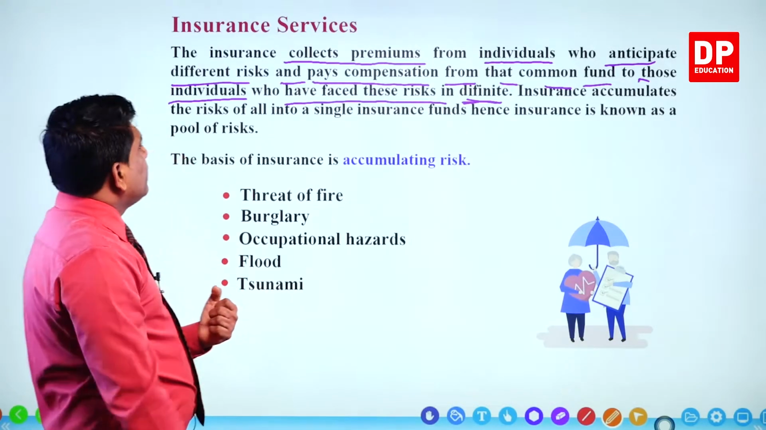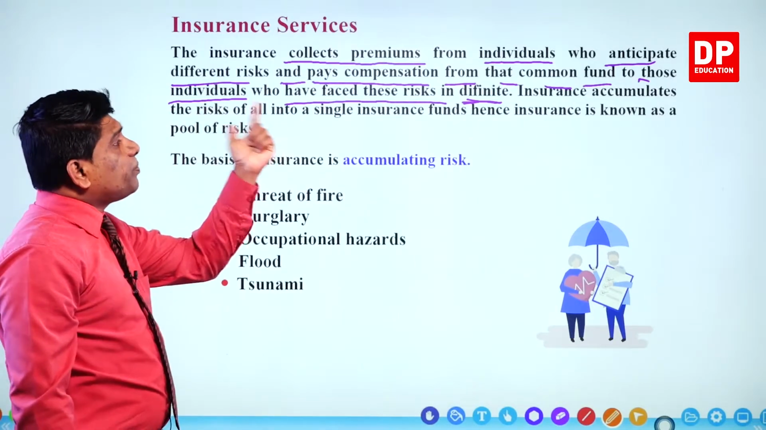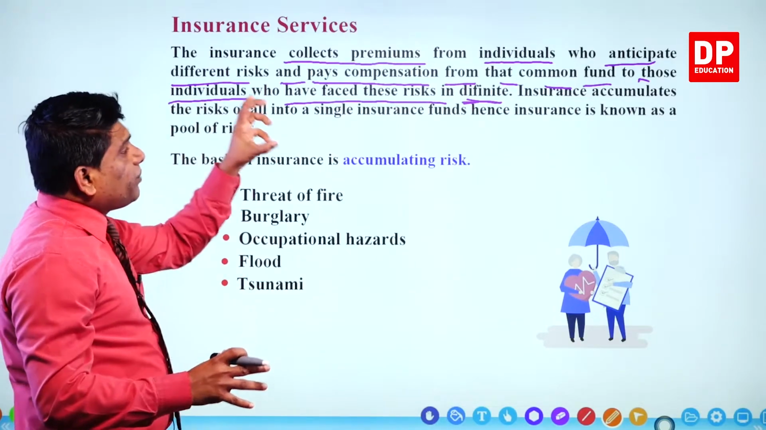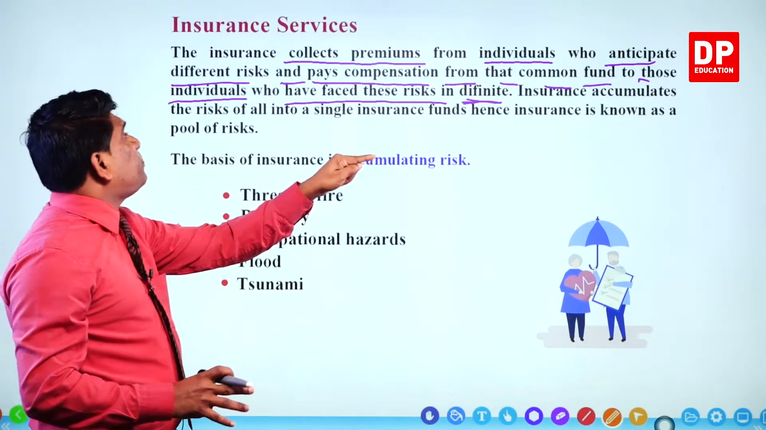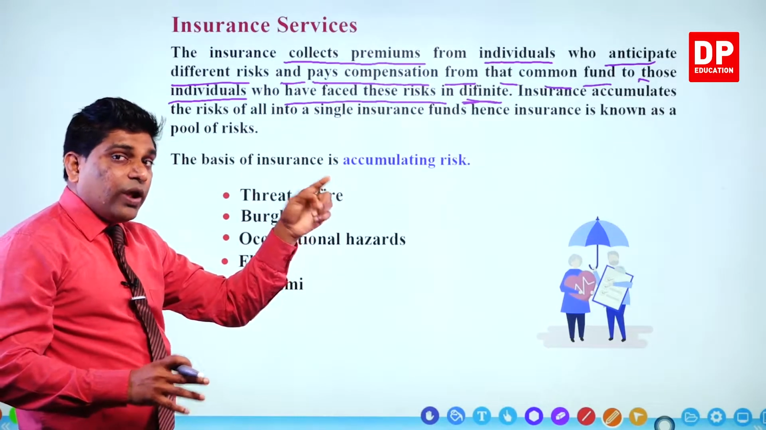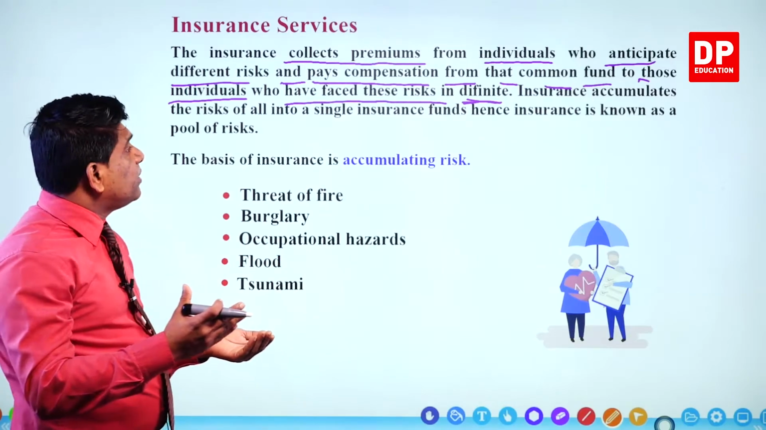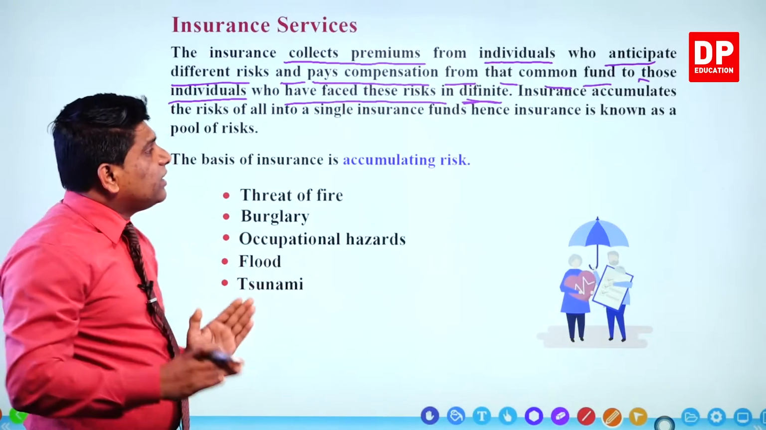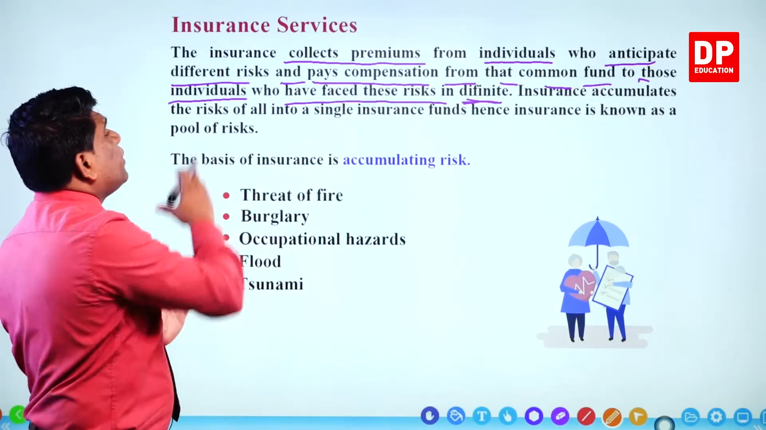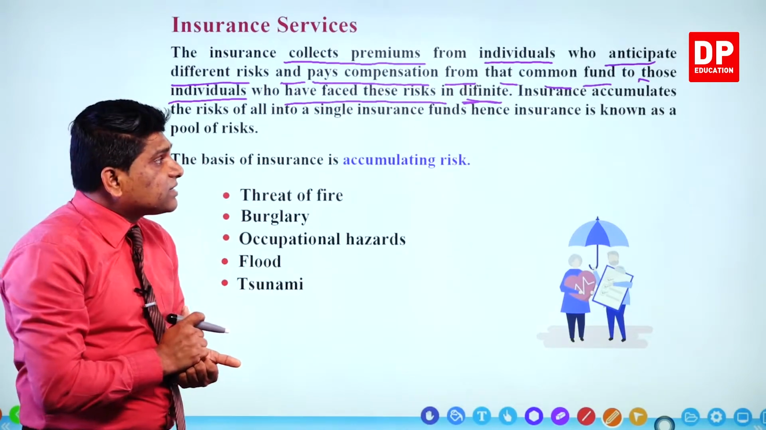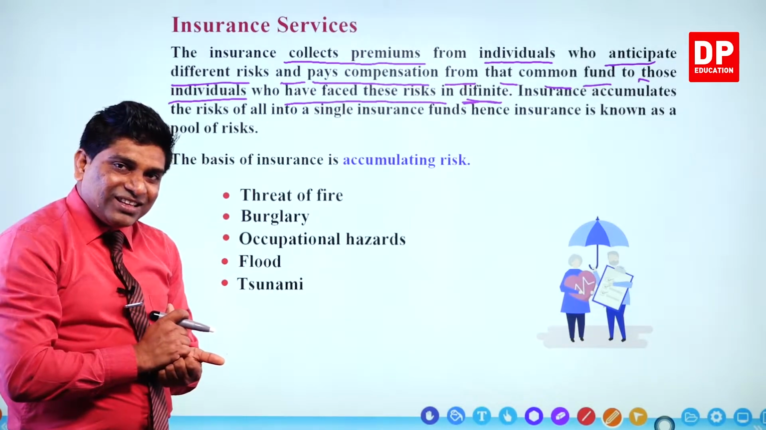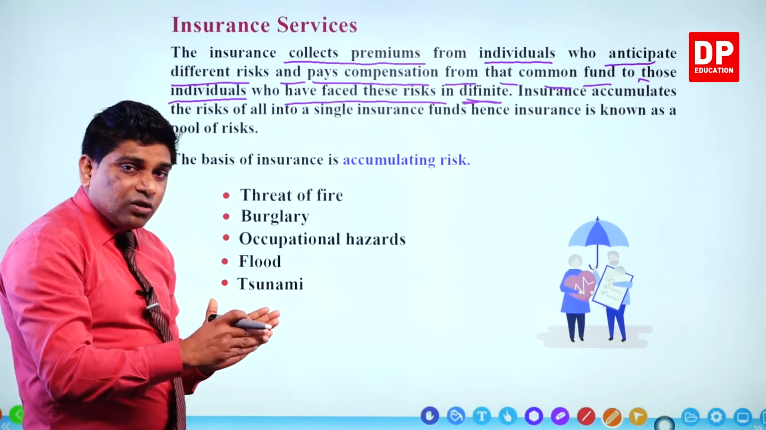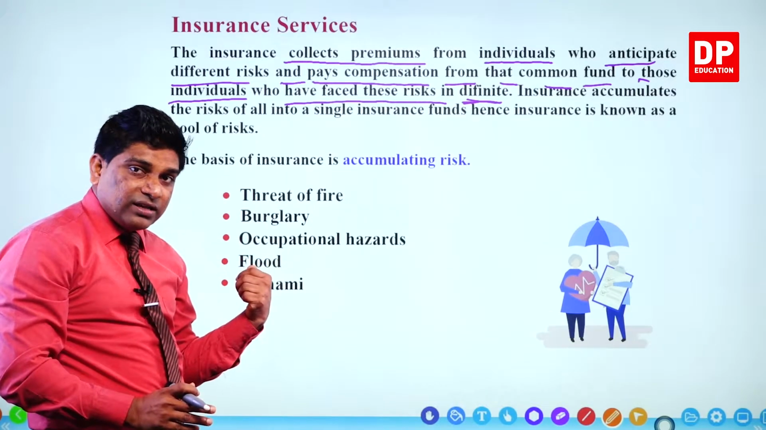We'll see again. The insurance collects premiums, that is, the money people put into that fund, from individuals who anticipate different risks in their life, and pays compensation. The common fund gives money to those individuals who face these risks. Remember, Nimal is one of the persons who put money into the previous fund.